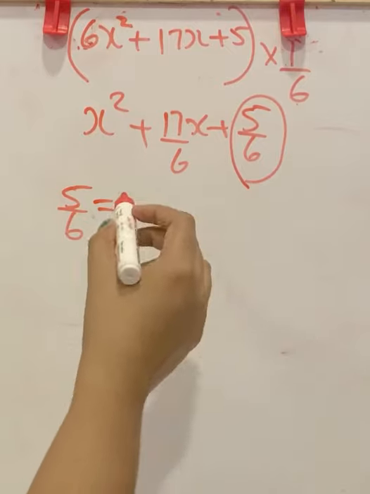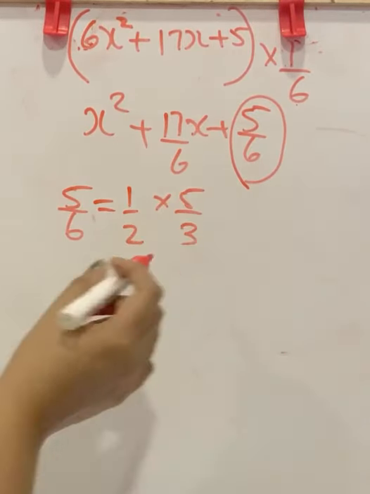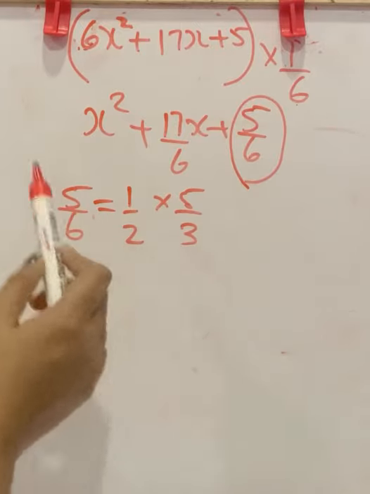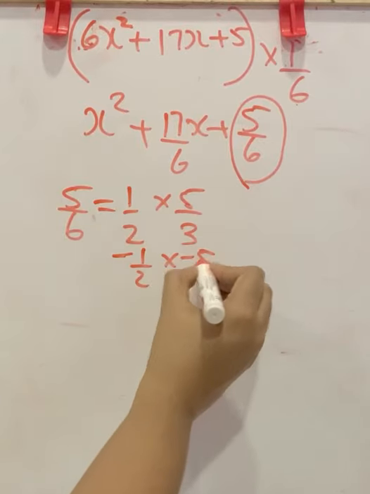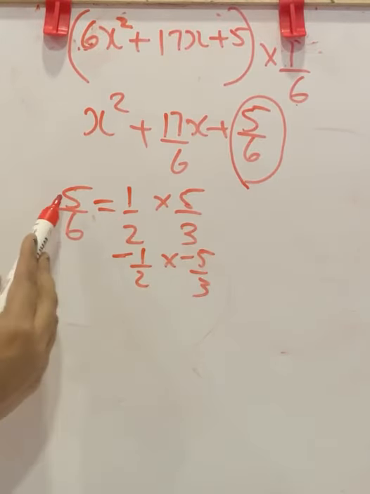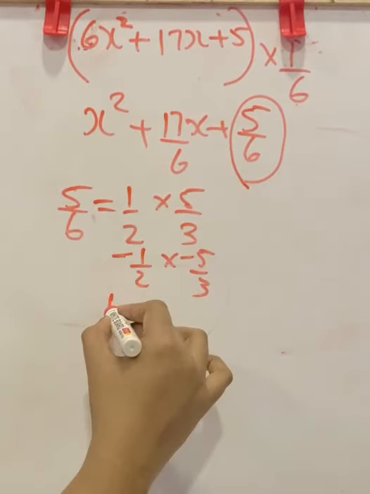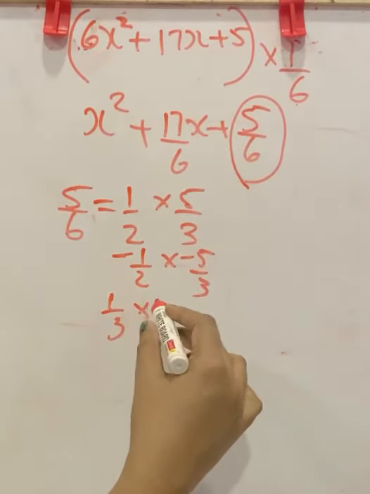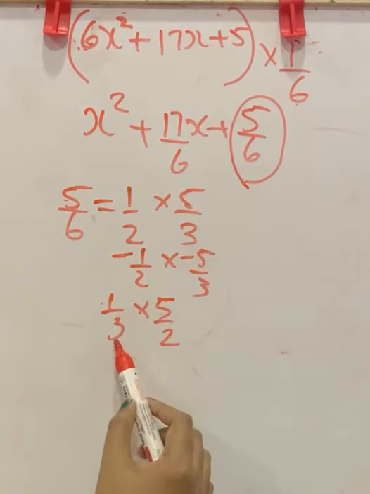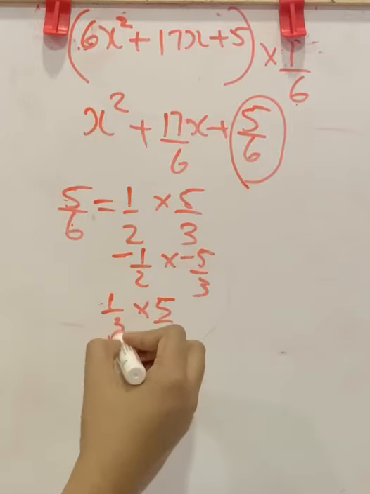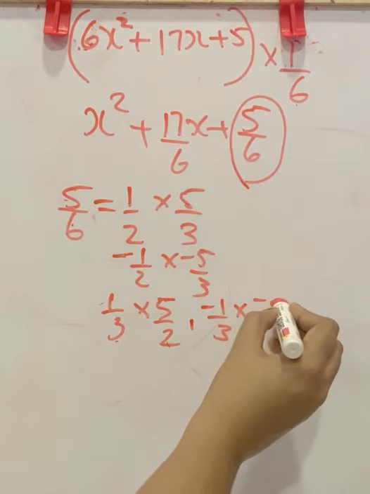5 by 6 is equal to 1 by 2 into 5 by 3. Let us check: 1 fives are 5, 2 threes are 6. Now the next, minus 1 by 2 into minus 5 by 3. Minus into minus is positive, so 1 by 2 into 5 by 3 gives 5 by 6. Next is 1 by 3 into 5 by 2. Here 1 fives are 5, 3 twos are 6. So plus 1 by 3 and plus 5 by 2. Next one, minus 1 by 3 and minus 5 by 2.